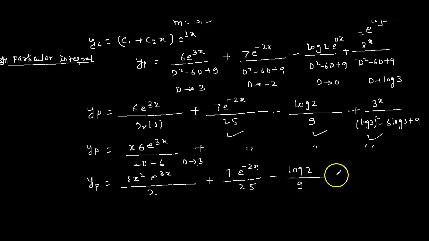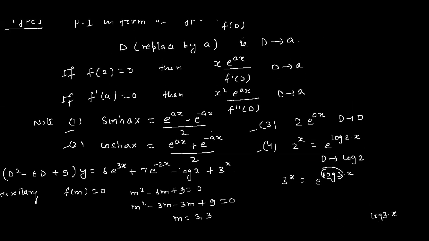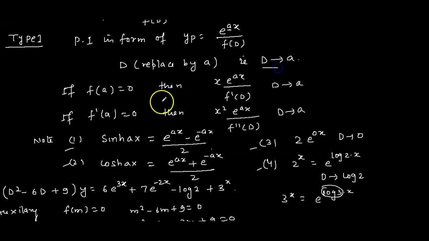Sir, can you repeat that? See here what I said: when you replace these values, d replace with a, and you get 0, that time you have to multiply x, whatever you got here, and differentiate the denominator. Then d replace with a. If you're getting 0, again you multiply x. So it becomes x square. This is the rule here.